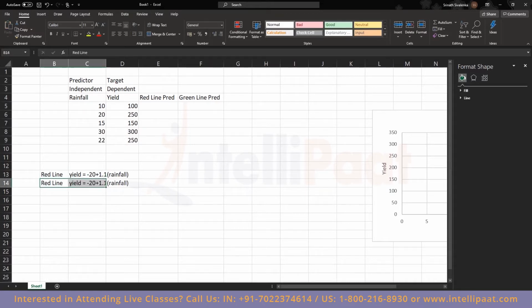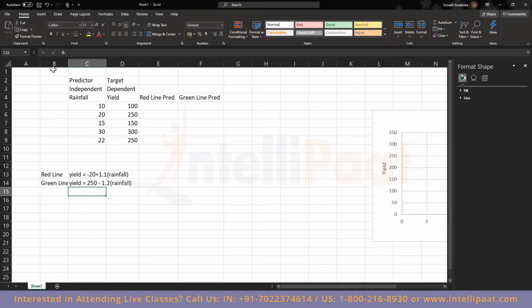Similarly, for your green line, I'm saying this is 250 minus 1.2 times rainfall. Just a random guess.